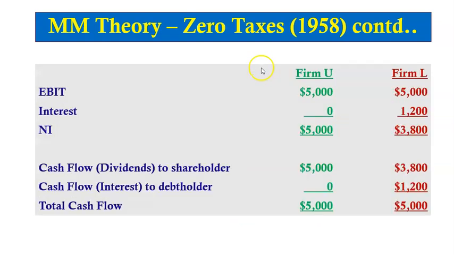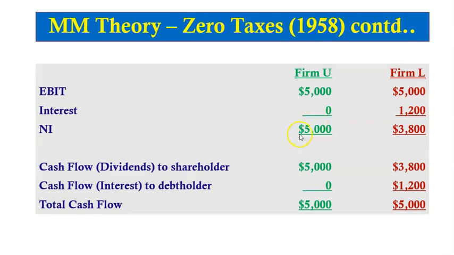as for firm L. Now here we have calculated the net income for both the firms using the data from the previous slides. So earning before interest and taxes is the same for both the firms. However, the unleveraged firm U has no debt, so it is paying no interest here. Firm L, which is the leveraged company that has 50% debt and 50% equity in its capital structure, will pay $1,200 on the $10,000 of borrowing at 12%. So the net income of firm U is $5,000 and the net income of firm L is $3,800.